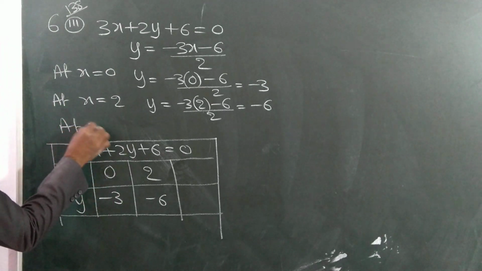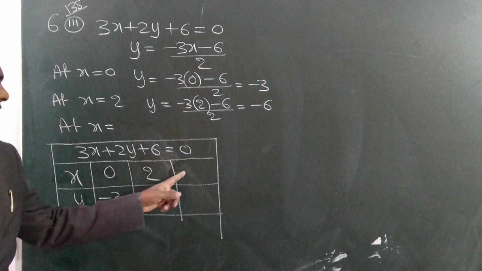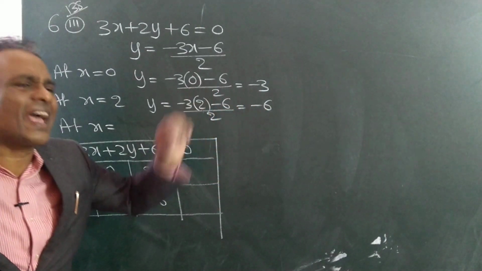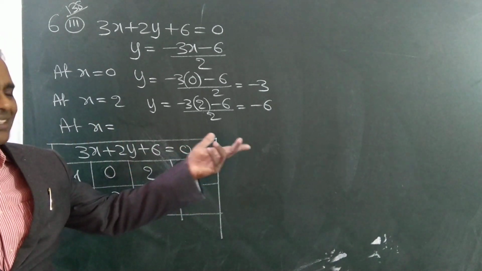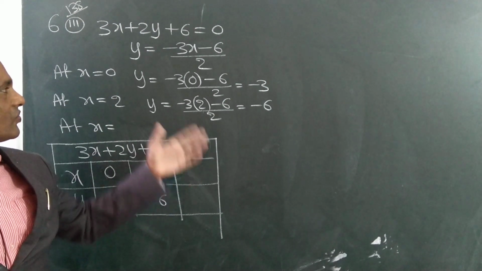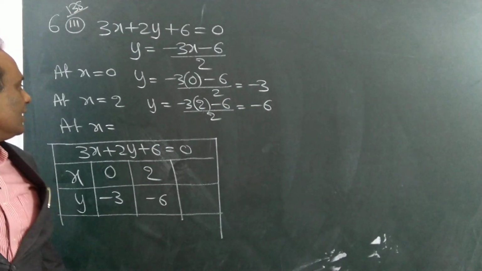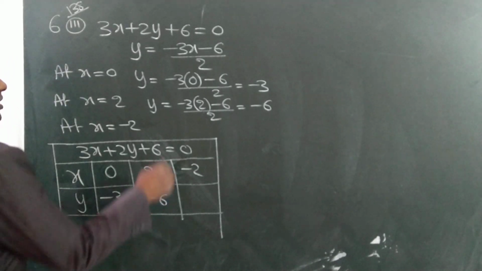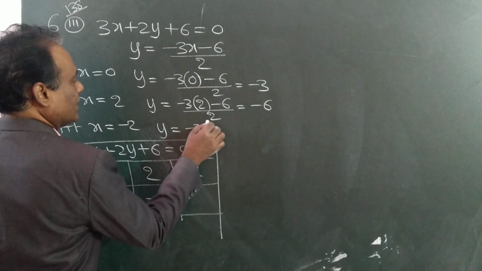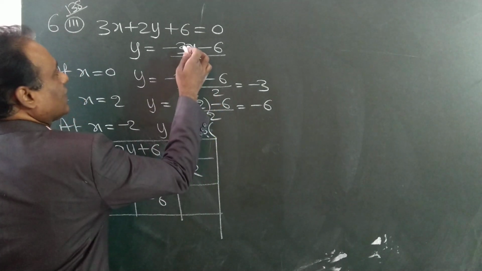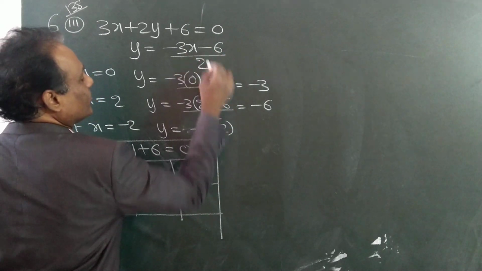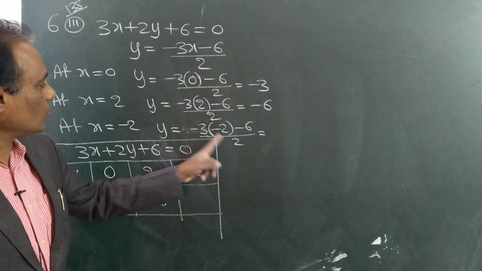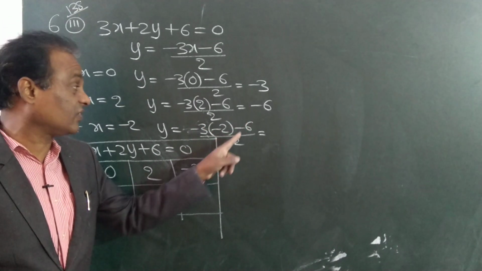Next, take x = any other number. If you take 3: 3 threes are 9, plus 6, 15 by 2 is 7.5. It will be inconvenient, 7.5 is a fraction. If it is an integer, it will be convenient. So let us not take 3. Take another number so that it divides completely. Let us take x = minus 2, for example; any numbers you can take. y = minus 3 into the x value, minus 2, minus 6, by 2. Minus into minus is plus 6, 6 minus 6 is 0, by 2 is 0.